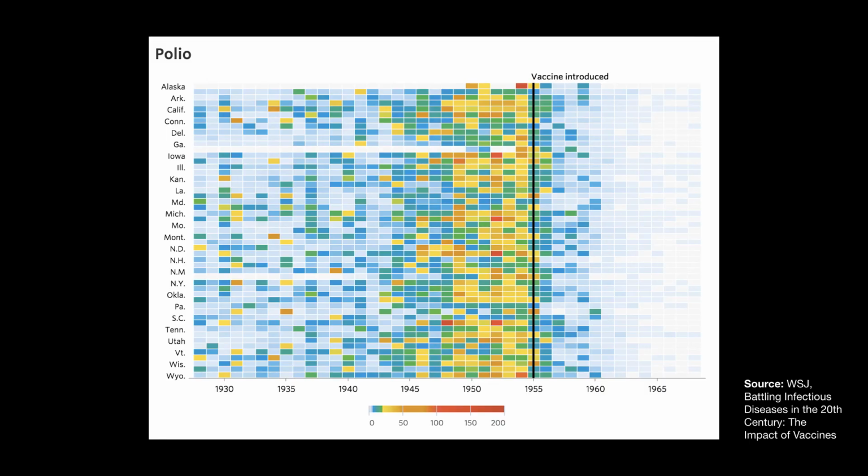But heat maps can also be used to show the data over time. So here we have from the Wall Street Journal, battling infectious diseases in the 20th century and the impact of vaccines. Each of the squares here visualizes the intensity of polio across the US. And there's a line that strikes down towards the end, which shows you where vaccines are introduced. And right afterwards, you can see from visualizing this data that the vaccine had a huge impact in destroying the rates of polio.